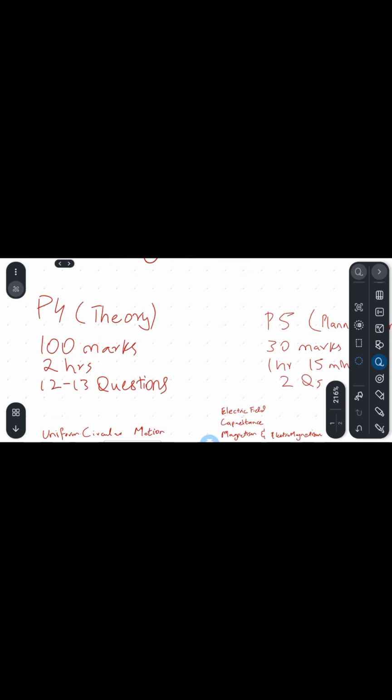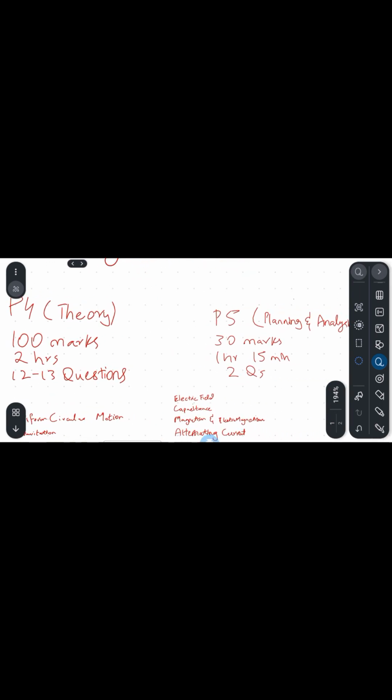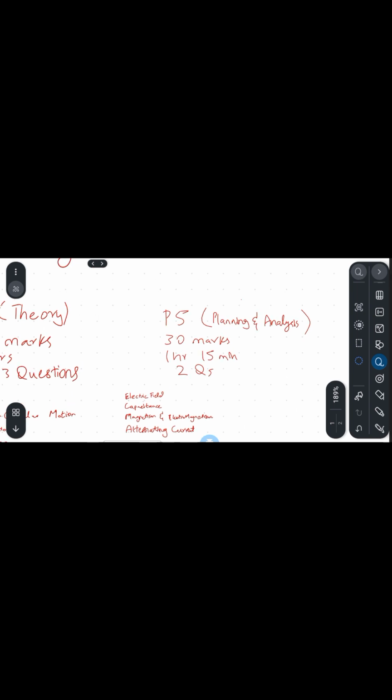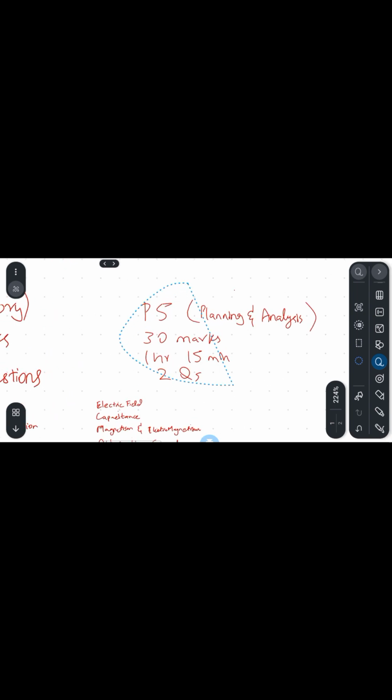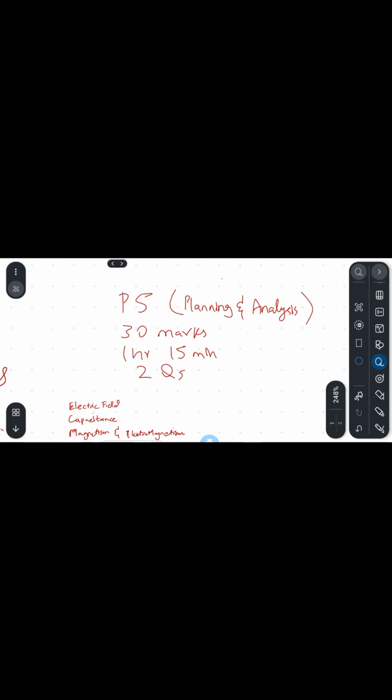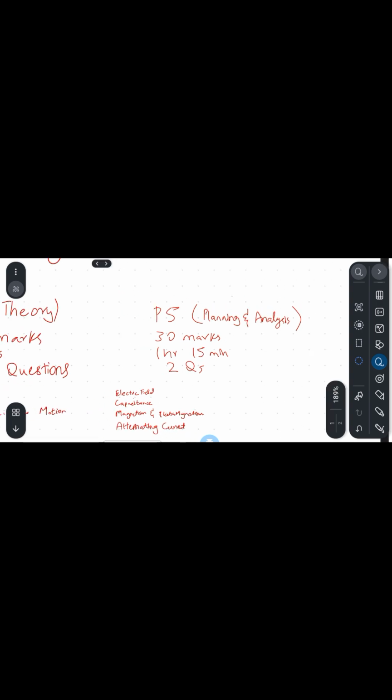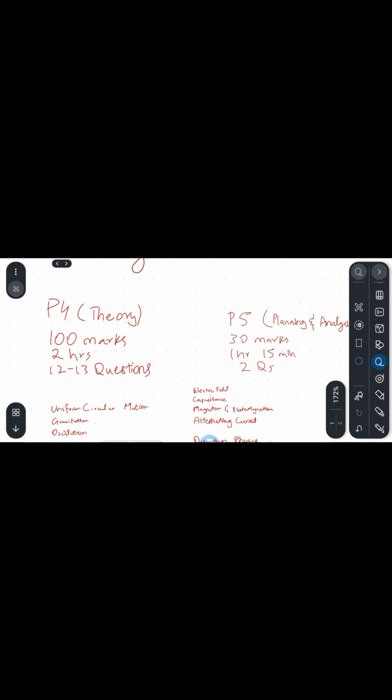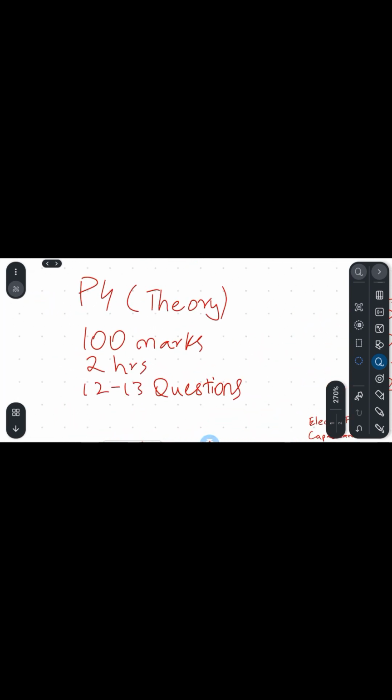One is going to be a theory-based paper, which is your P4, and the other will be your planning and analysis paper, P5. P5 is really similar to P3 of AS physics, but instead of performing a practical, you will be just planning and analyzing a practical. Basically, it's just a practical in written form. So let's go over P4 first.